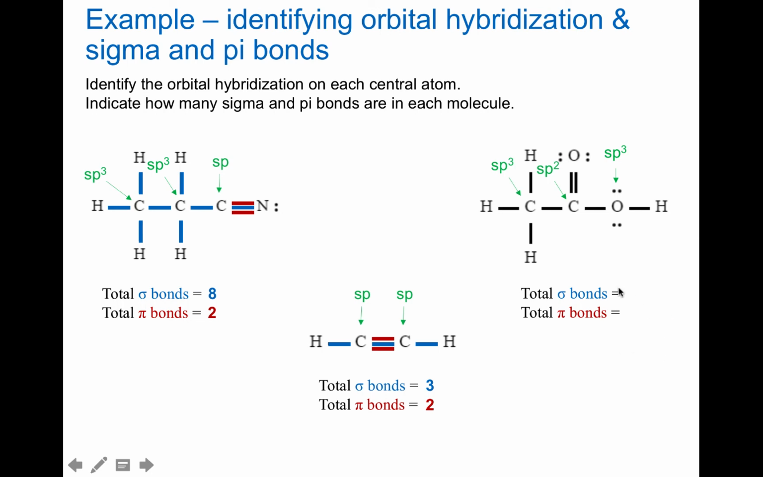And we'll count up our sigma and pi bonds. Each single bond counts as a sigma, and then in a double bond, one of those bonds is a sigma bond, and the other one is a pi bond. So we have a total of 7 sigma bonds in this molecule and 1 pi bond.